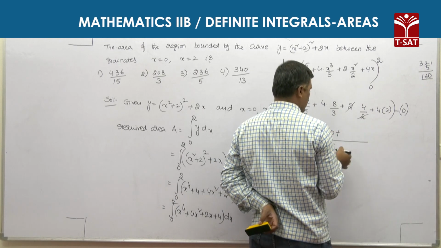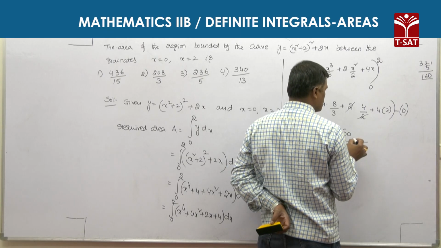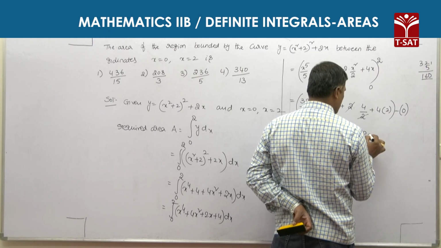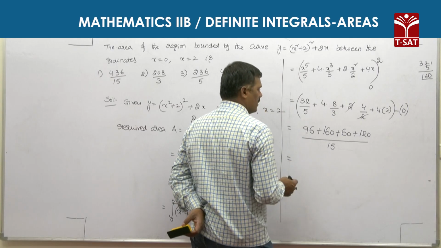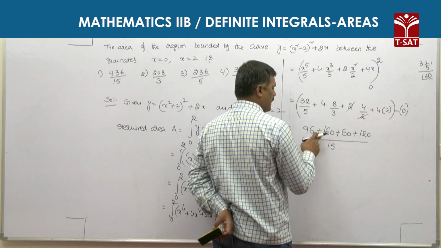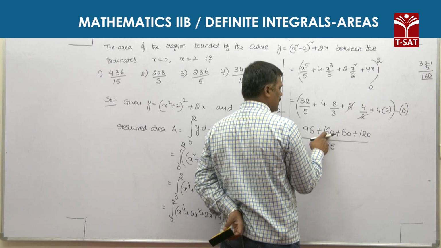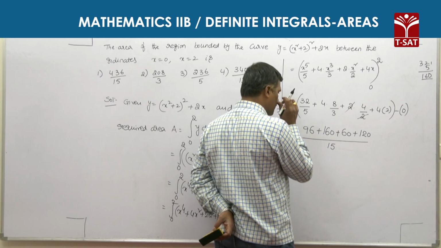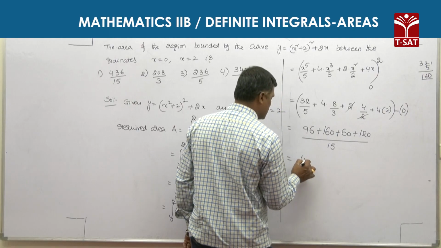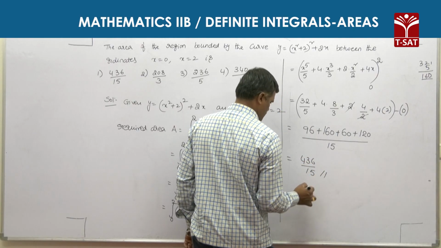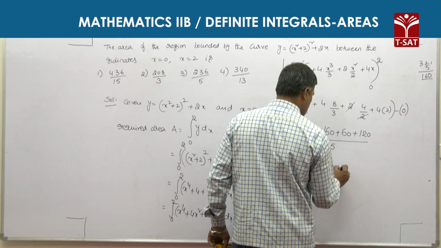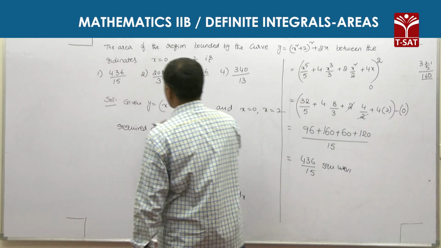plus here denominator 1, 15 4s are 60, plus 15 8s are 180, 120, that is equal to 120, 160, 180 plus 100 is 280, 340 plus 90, 436 divided by 15, which is the area in square units. First option is the correct option.